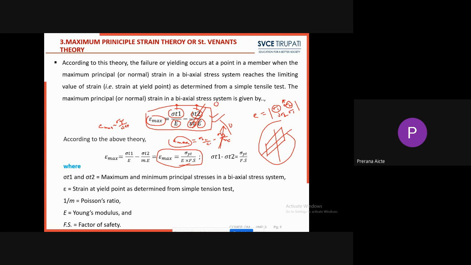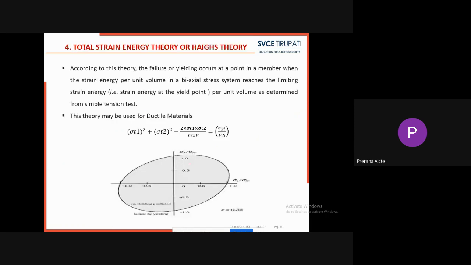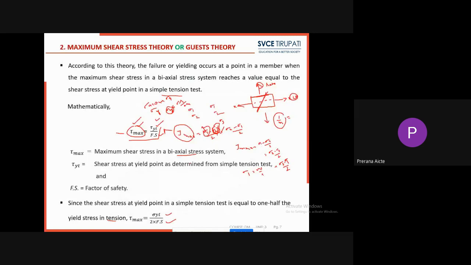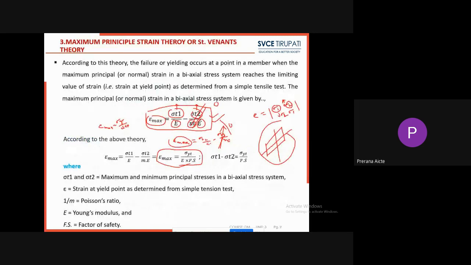The maximum principal stress theory is also called Rankine's theory. The maximum shear stress theory is also called Guest's theory. The maximum principal strain theory is also called St. Venant's theory. Maximum principal stress theory and strain theory are applicable for brittle material. Maximum shear stress theory is applicable for ductile material. For maximum principal stress theory, we use rectangular components. Maximum shear stress theory is used for hexagonal components. Maximum principal strain theory is applicable for parallelogram components or parallelogram structures.